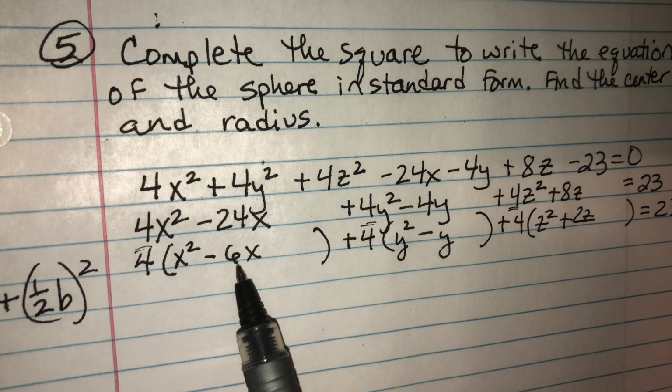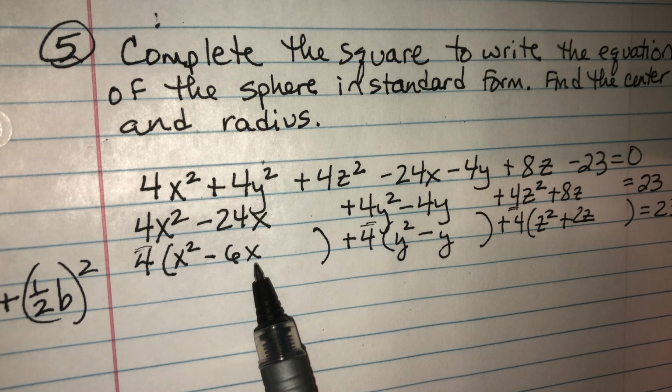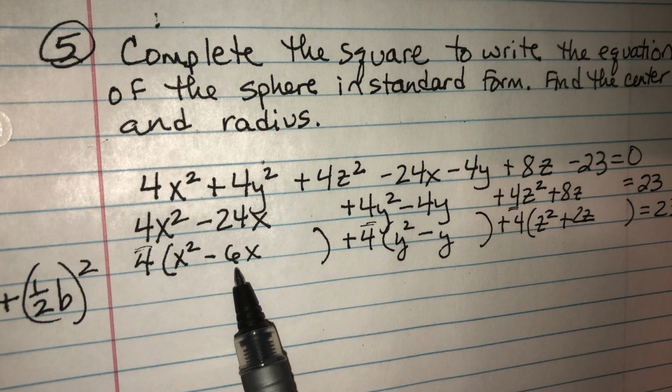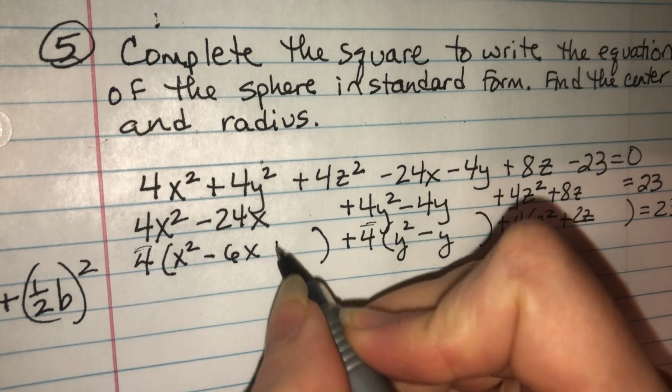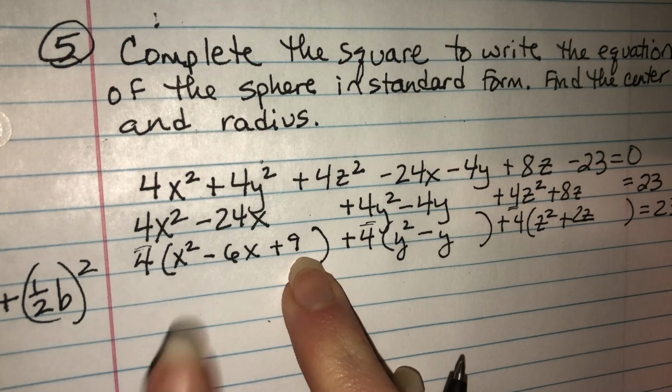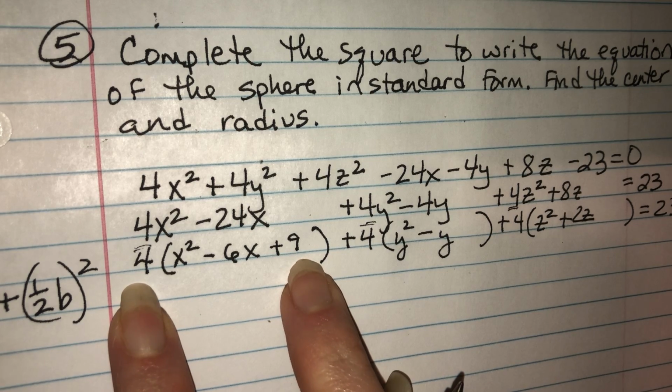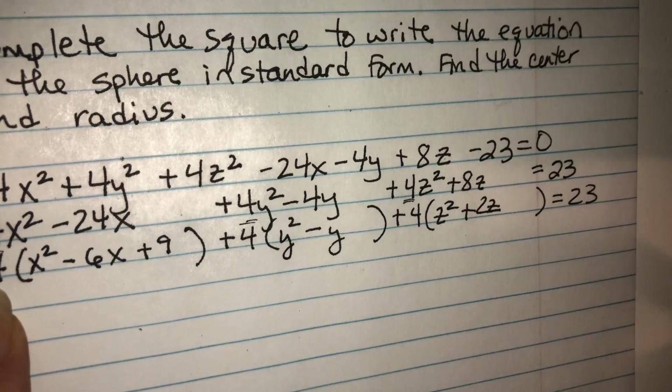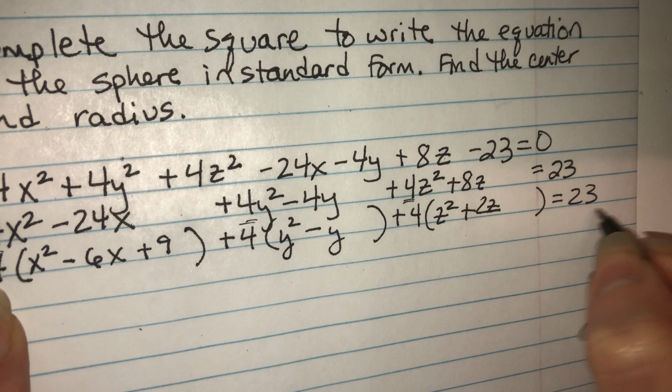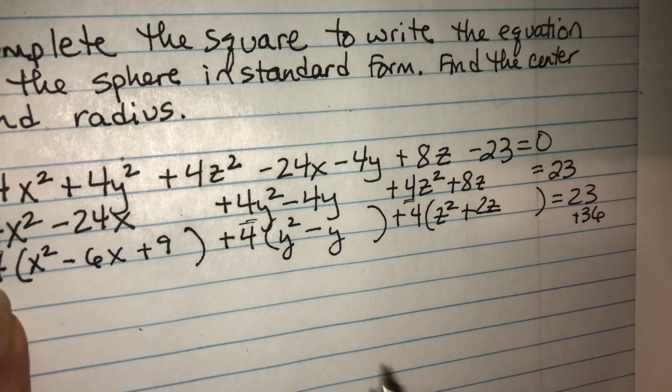Now, the b term is the linear term, the one with no square. So 6. 1/2 of 6 is 3, squared is 9, so I'm going to add 9. But did I really add 9? No, I actually added 4 times 9, which is 36. So to keep this equation balanced, I'm going to come over here to the 23 and put plus 36.